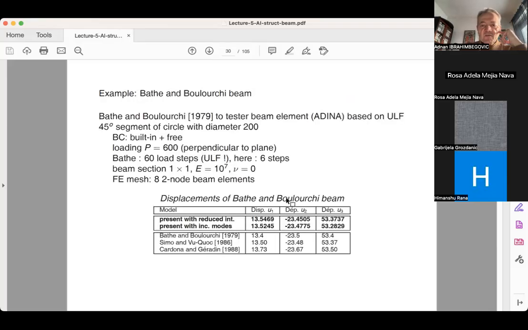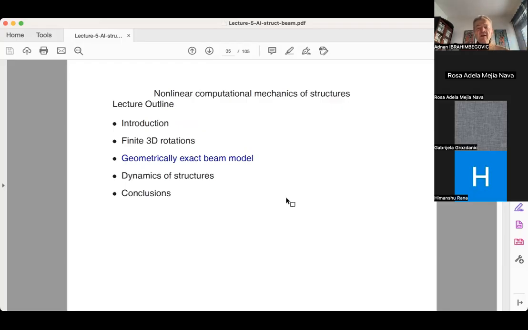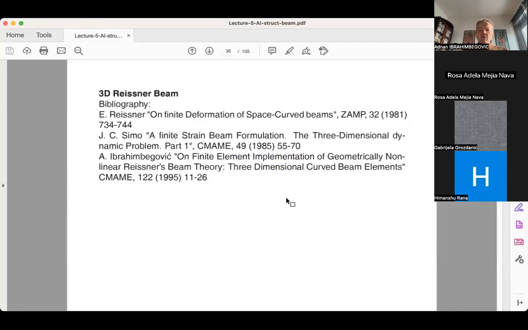So this has been used for a 3D beam. I gave you some results on why this is okay, and let me just very quickly explain how you actually build this type of beam. So we are talking about a geometrically exact formulation.